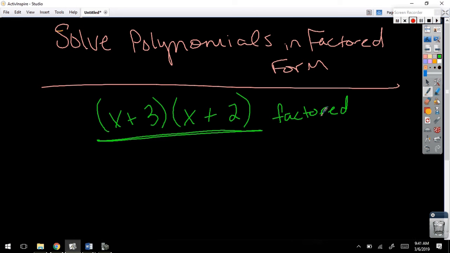The first parentheses times the second parentheses, right? Okay. So I want you to think about something with me for just a minute. And I'm going to come back to this example.